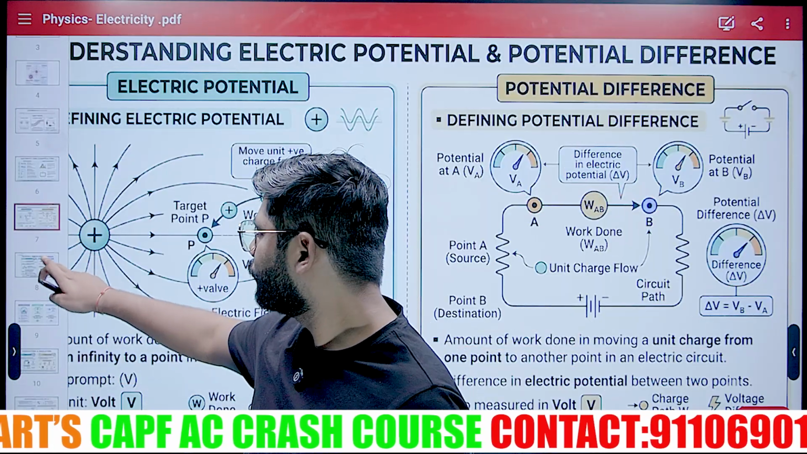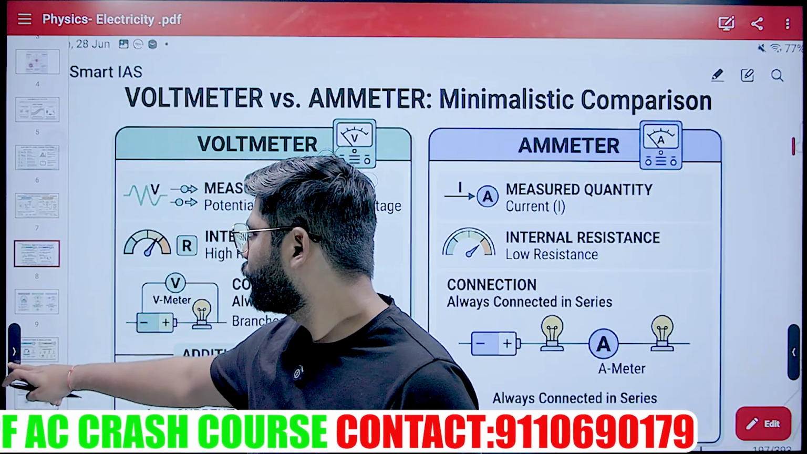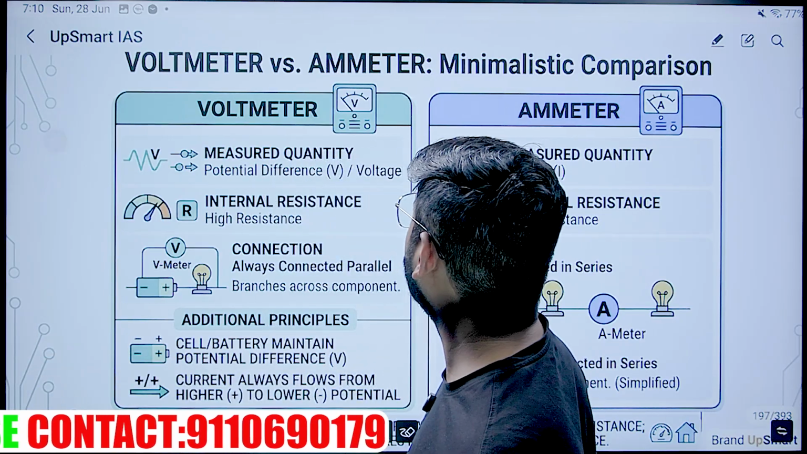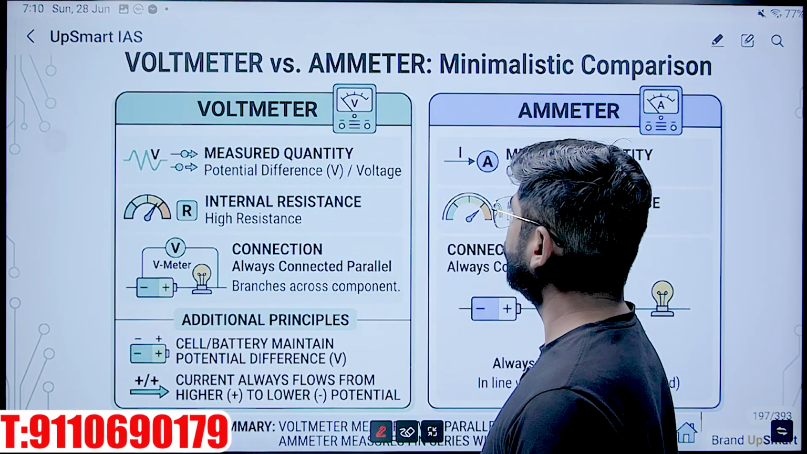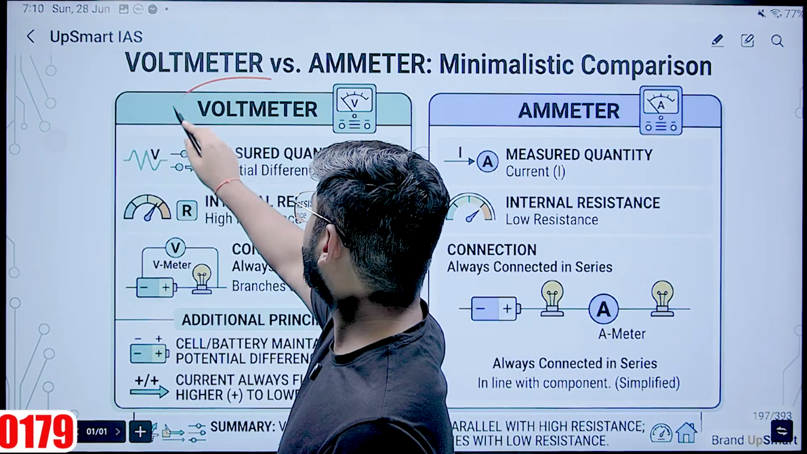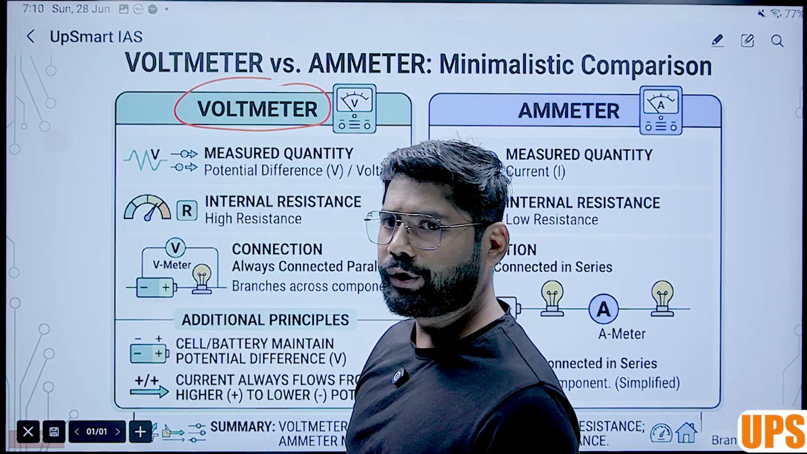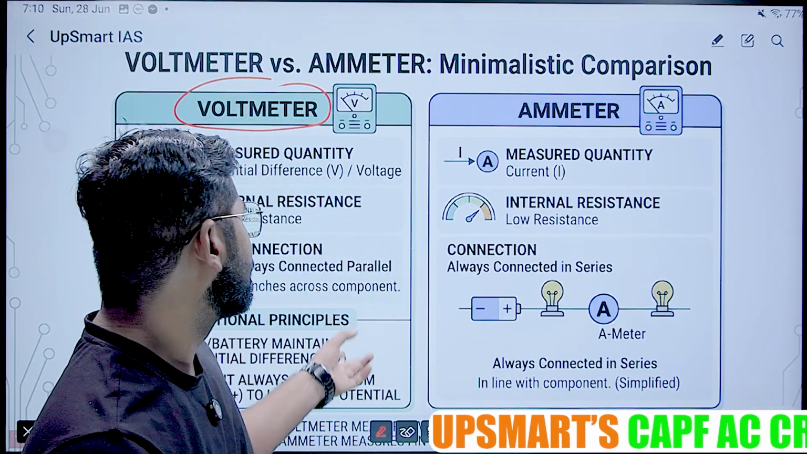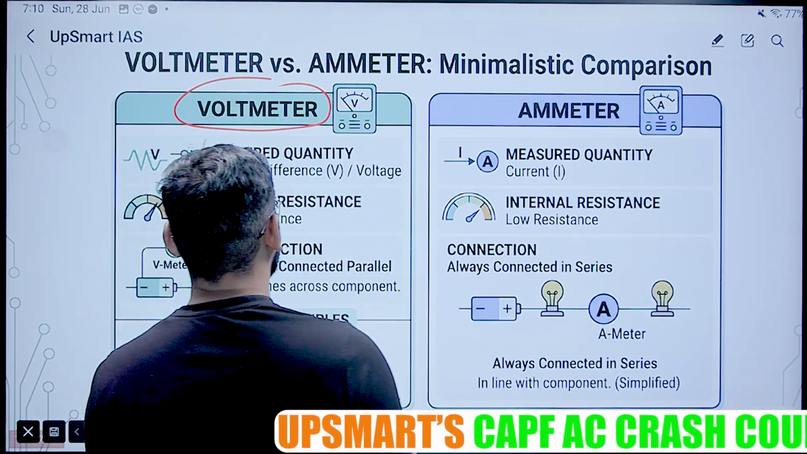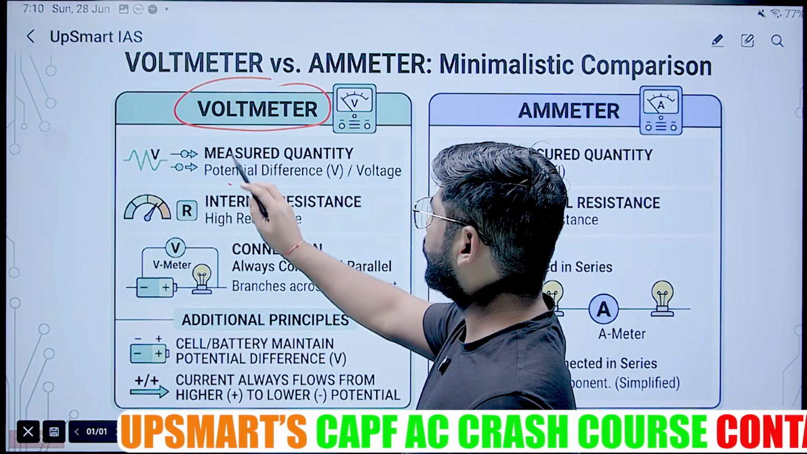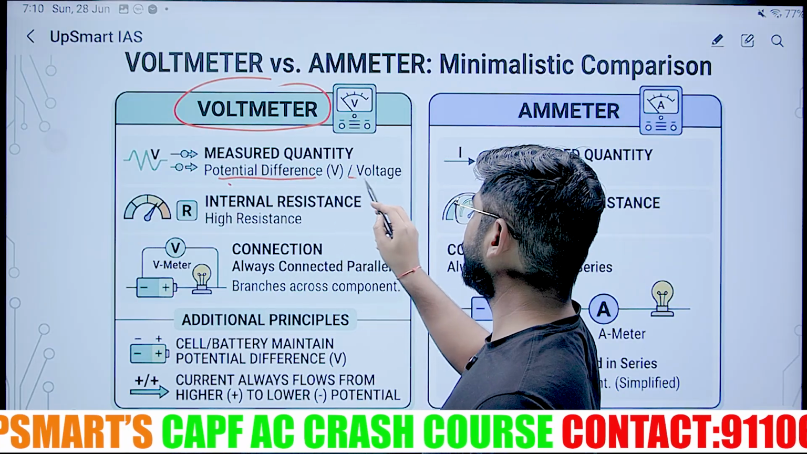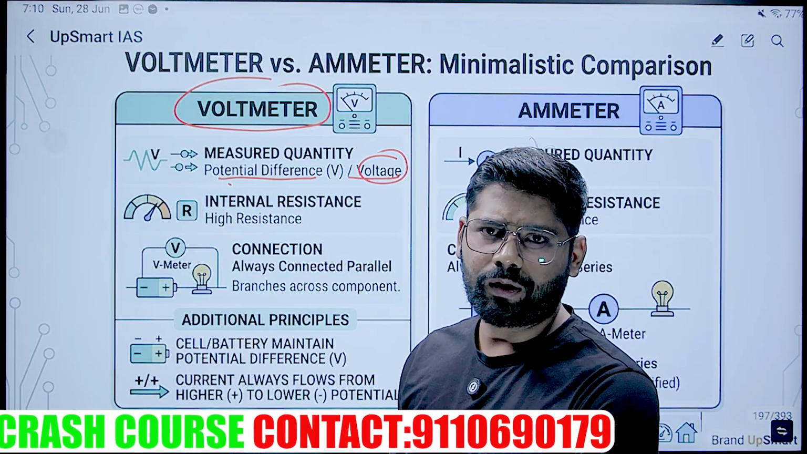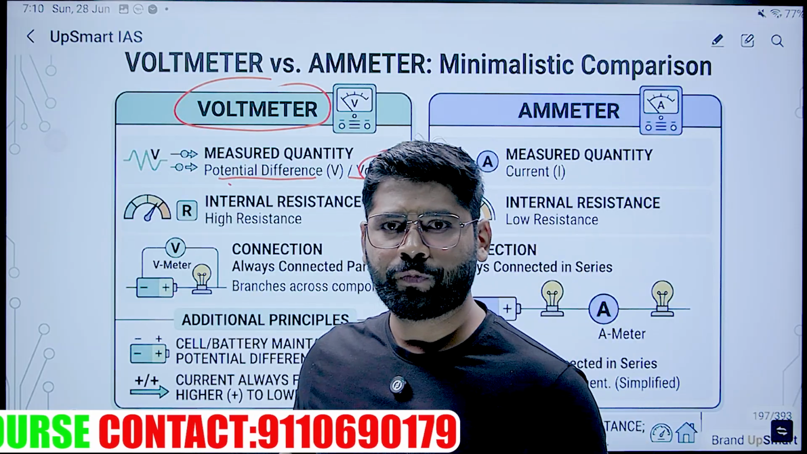Next is the voltmeter and the ammeter. So what are the voltmeter and ammeter? This comparison you need to know, because we will be using it in further discussion. What does a voltmeter measure? It measures potential difference, the voltage. It measures either the potential difference that we have seen, or the voltage.